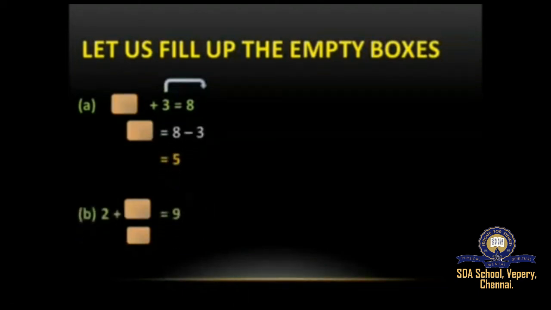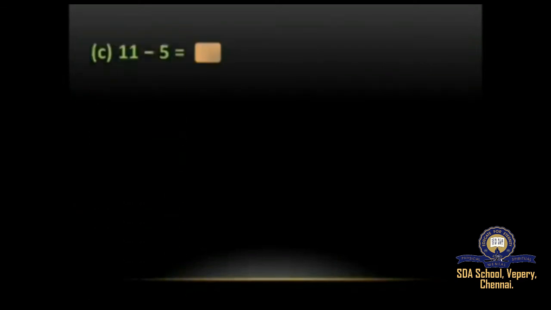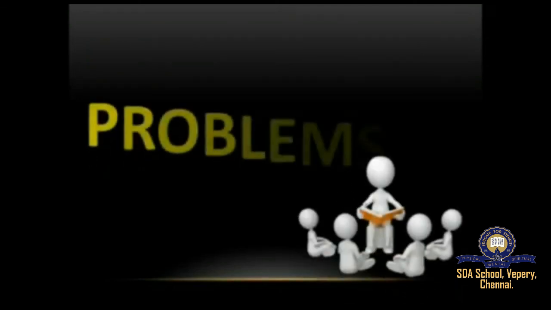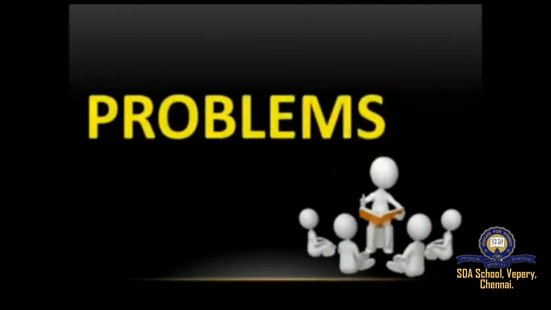And in the second question, 2 plus unknown number is equal to 9. Similarly, when you take the 2 to the right hand side, you will be getting minus 2, and the answer you get is 7. Okay, that is, when you subtract 2 from 9, you will be getting 7. And the third one is a direct question, so you're going to subtract 5 from 11, and the answer you will be getting is 6. And next we saw the book bag problems.